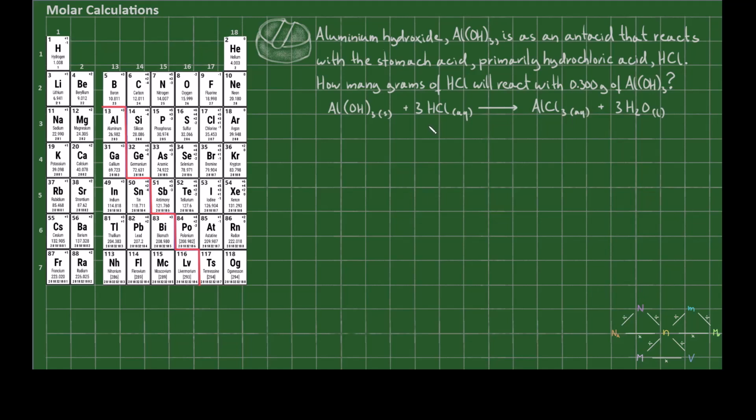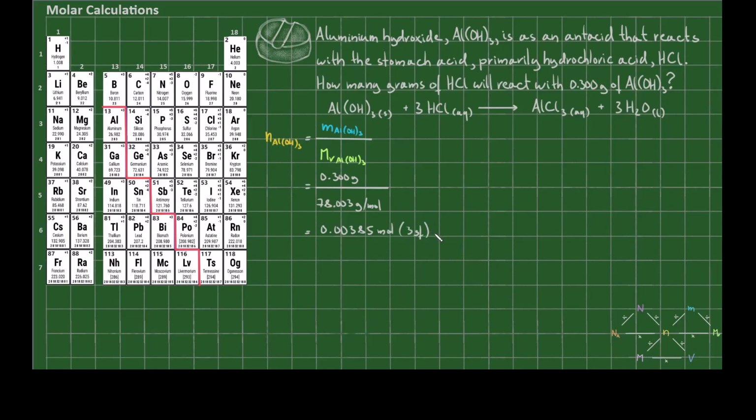It is the same formula as always. Number of moles equals mass over molar mass. Once I have my formula, I can substitute in the values. And my calculator tells me that 0.300 grams divided by 78.003 grams per mole is 0.00385 moles when rounded to 3 significant figures.